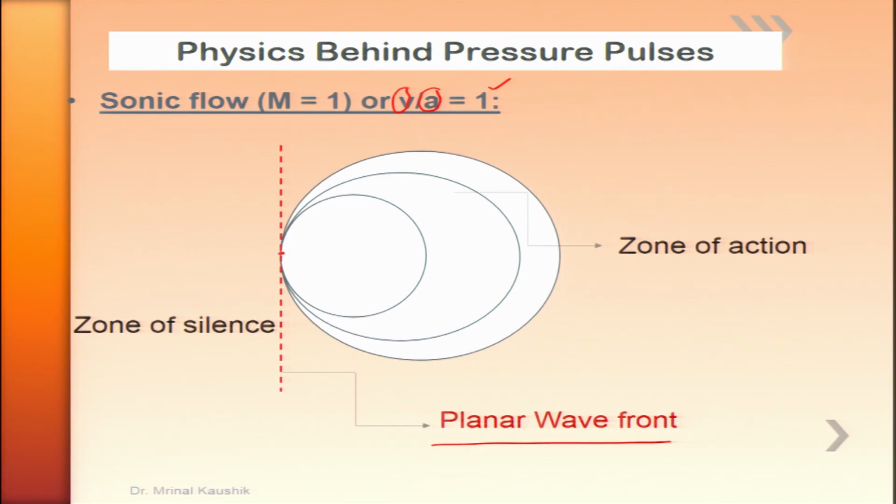From this Mach cone, this zone is termed the zone of silence, whereas inside the wave front we say the zone of action. In the zone of silence, the information that this source is moving has still not passed, whereas the zone of action is that zone where the information has been passed and the people or objects can feel it.